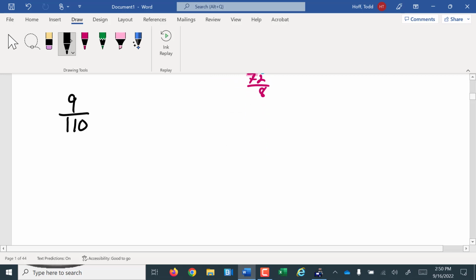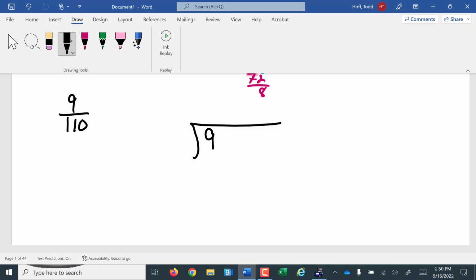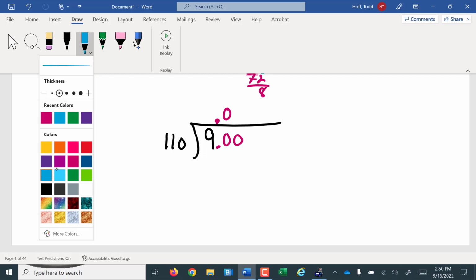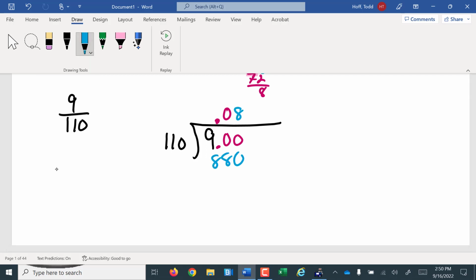How about 9 over 110? So 110 doesn't go into 9, so we add the decimal point, add a 0. Does 110 go into 90? No, so we've got to put a 0 up. Add another 0 here. How about 900? 8 times. It'd be 880. That would be 20 left over, right?